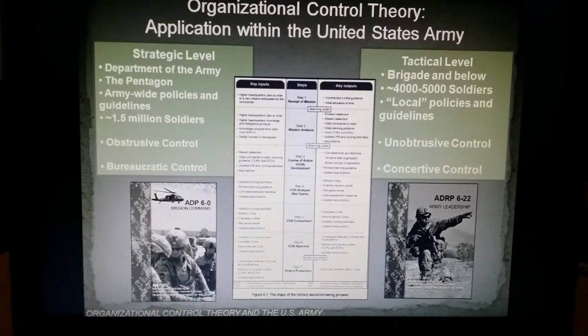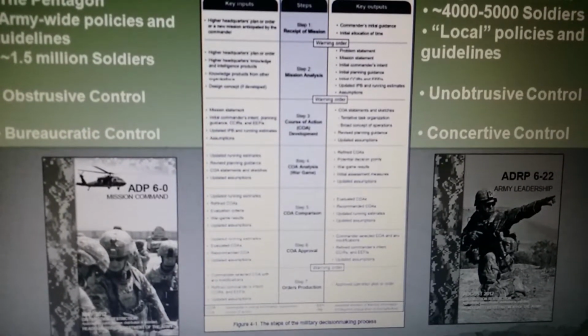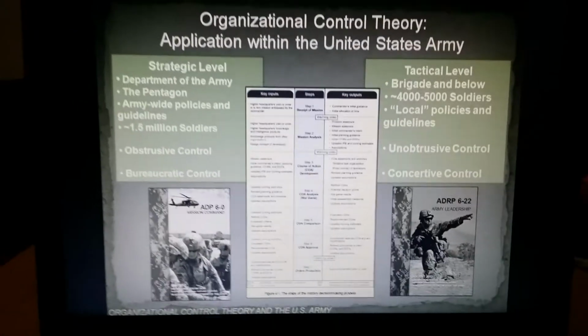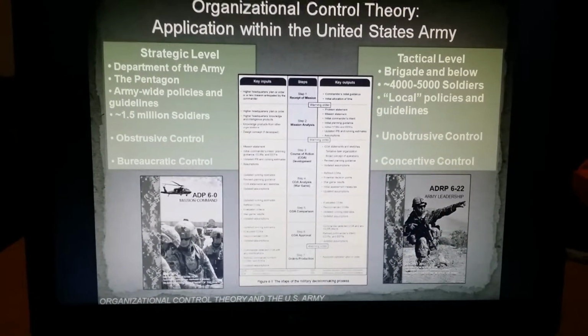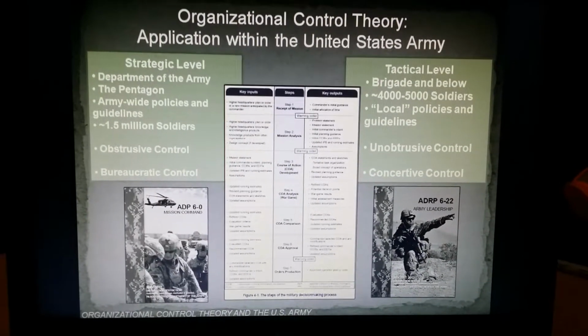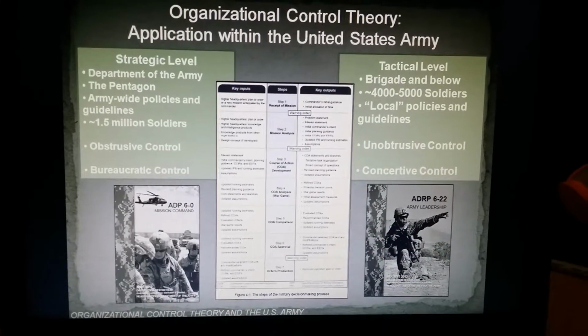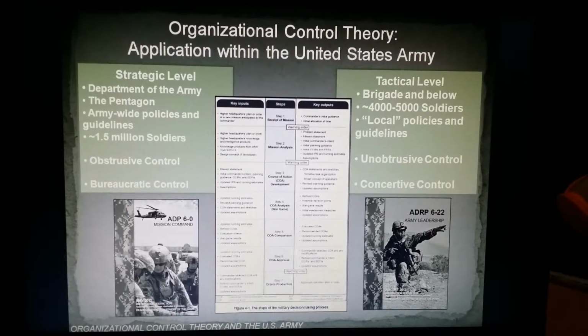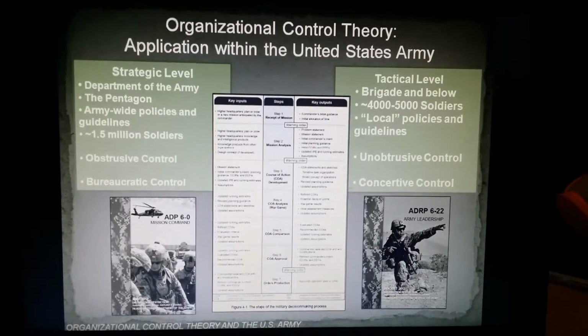Even there in the center, you'll see what the Army dictates as the military decision-making process. So it's a set standard on how to make decisions. Again, very obtrusive, very controlling. Whereas at the tactical level, that's the brigade and smaller, so it's about 4,000 to 5,000 soldiers. And even though they do have policies and guidelines, those are focused locally on the soldiers within that organization.